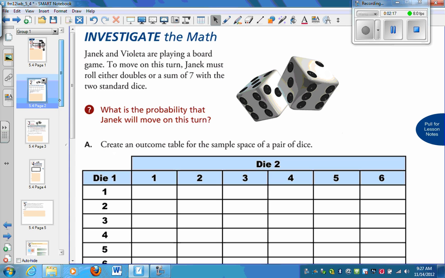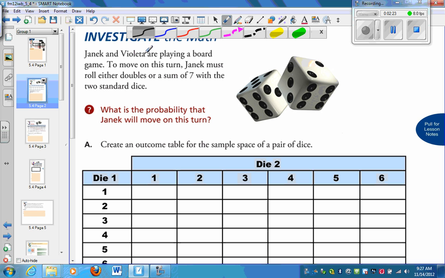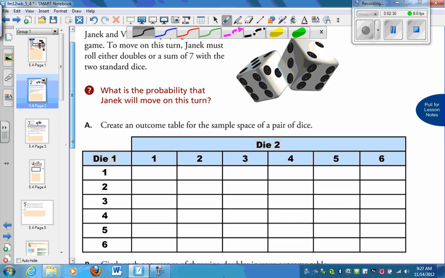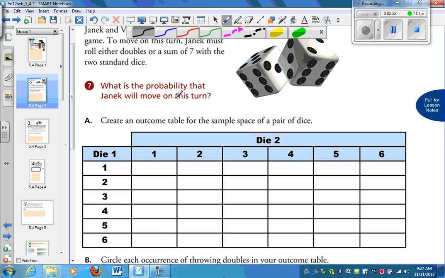Now we're going to look at an example that is mutually exclusive. Janek and Violetta are playing a board game. To move on this turn, Janek must roll either doubles or a sum of 7 with the 2 standard dice. What's the probability that he will move? So we either need doubles. Here we have a 1 and a 1, a 2 and a 2, a 3 and a 3, 4 and a 4, 5 and a 5, 6 and a 6.